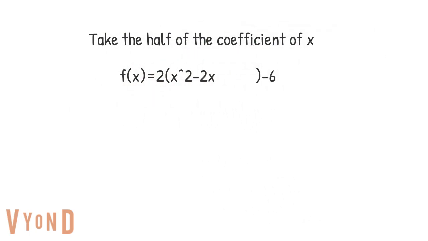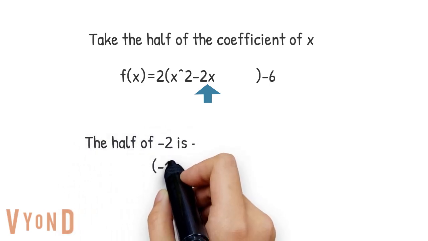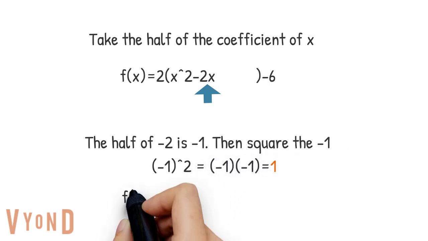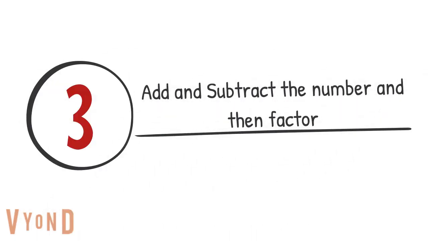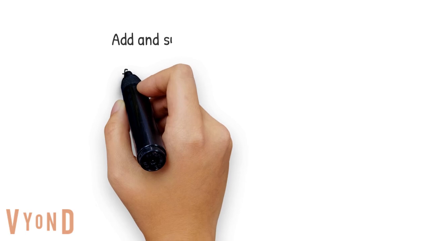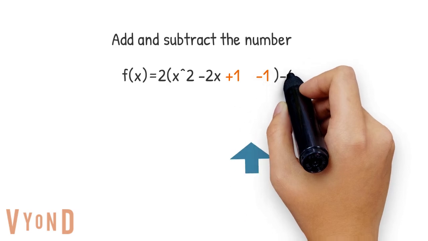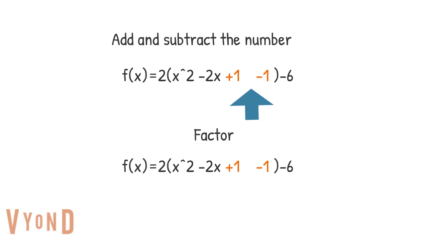Once you have the 2 factored out, you identify the coefficient of x, and the coefficient of x is negative 2. Now you take half of negative 2, which is negative 1. Then you're going to square it. We're going to now add the number that we just squared, which is 1. And the reason why we add that 1 is so that we can factor it and get a perfect square.